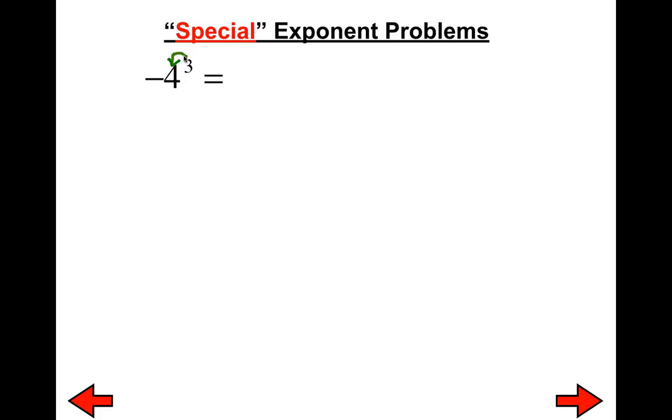So actually, I wouldn't repeat negative 4, I'm only repeating a 4. So what it's going to look like is something like this. You have the negative on the outside, and I'm going to go ahead and repeat the 4 3 times. But another way you could read this is as the opposite of 4 cubed. Okay, so if you read this as the opposite of 4 cubed, you have the opposite sign, which is your negative on the outside, and then you go ahead and cube 4, which would give you negative 64.